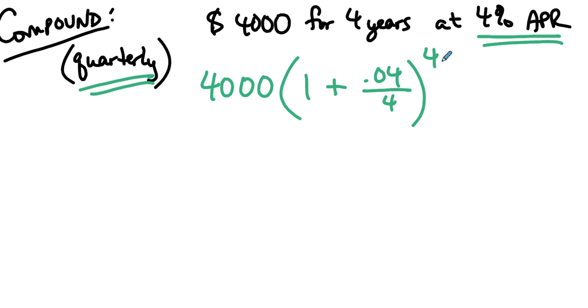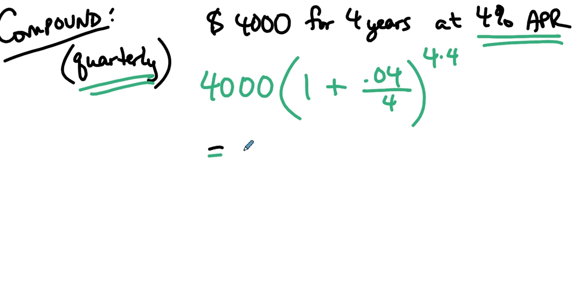Now this 4 was the number of times we compounded when we compounded every year. But here we're compounding 4 times a year. So it's 4 years, but 4 compoundings per year. This is $4,000 at a 4% annual interest rate, compounded quarterly. Well, over 4 years, that happens 16 times.